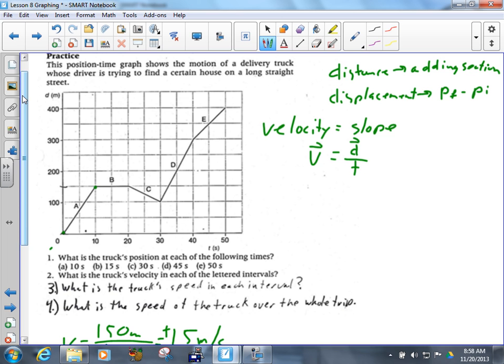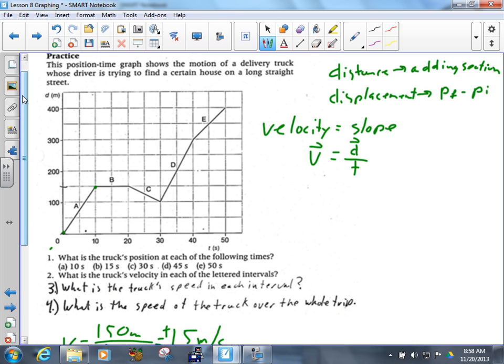How do we know that? The slope is 0. It didn't move, right? At the beginning of B, it's at position 150 meters. At the end of B, it's still there. If you didn't go anywhere, you don't have any velocity. Agreed? All right, so that's kind of an easier one.